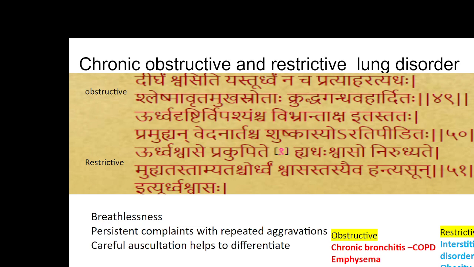Restrictive is where there is a resistance in the lung tissue. Lung cannot expand, and that kind of condition is the restrictive, where the expansion of the lung tissue is affected. Of course, in a typical chronic bronchitis, there could be both obstructive as well as restrictive components. But the differentiation between obstructive and restrictive is necessary if you are planning for the treatment like bronchodilators.